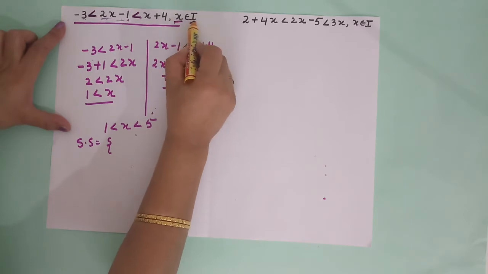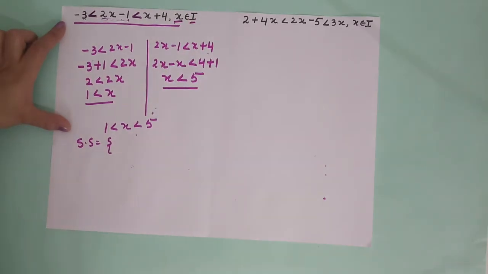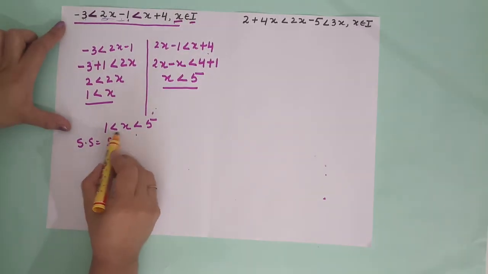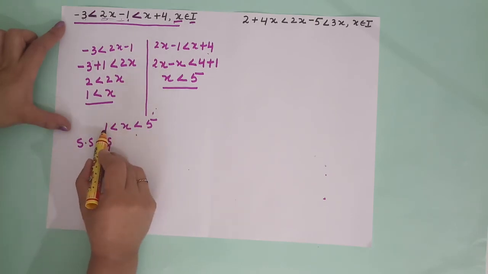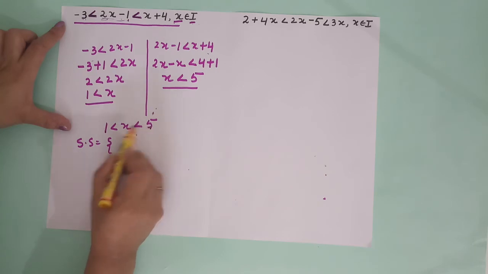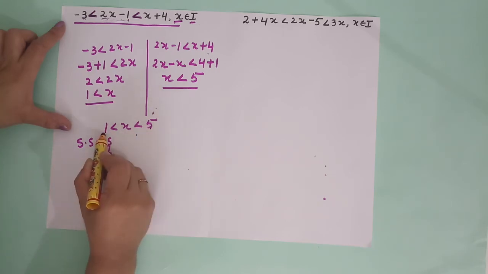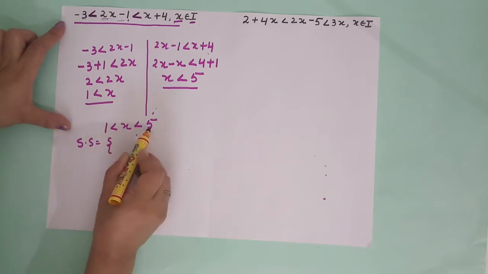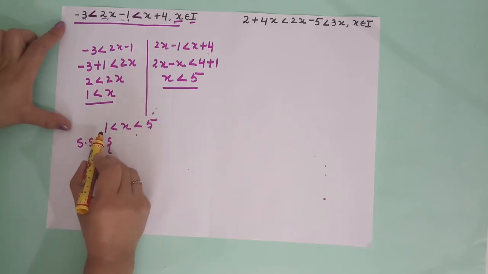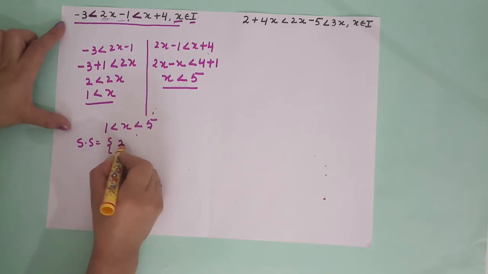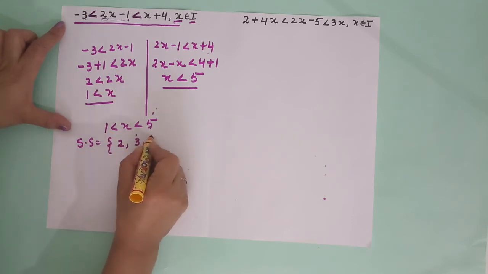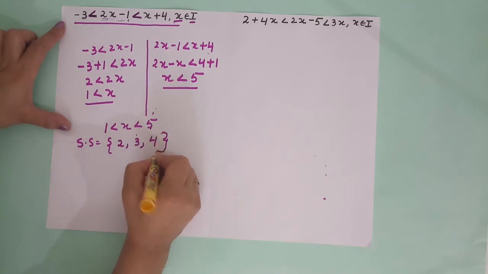Since my x is an integer, I have to choose it from the integers. So my solution set will be in roster form: all the integers between 1 and 5. Since there is no equality sign here, we will not include 1 and 5. We will include all those numbers which are lying between 1 and 5. What are those? 2, 3 and 4. This is my solution set.